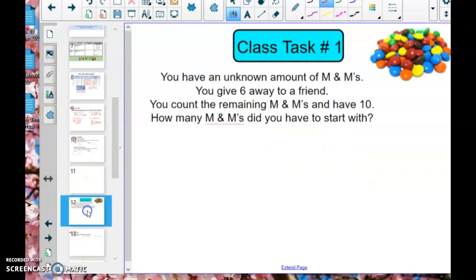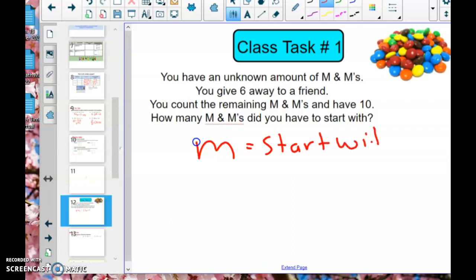All right, first task says, you have an unknown amount of M&Ms. You give 6 away to a friend. You count the remaining M&Ms and have 10. How many M&Ms did you start with? Well, I'm going to choose M as my variable. That's how many I started with.